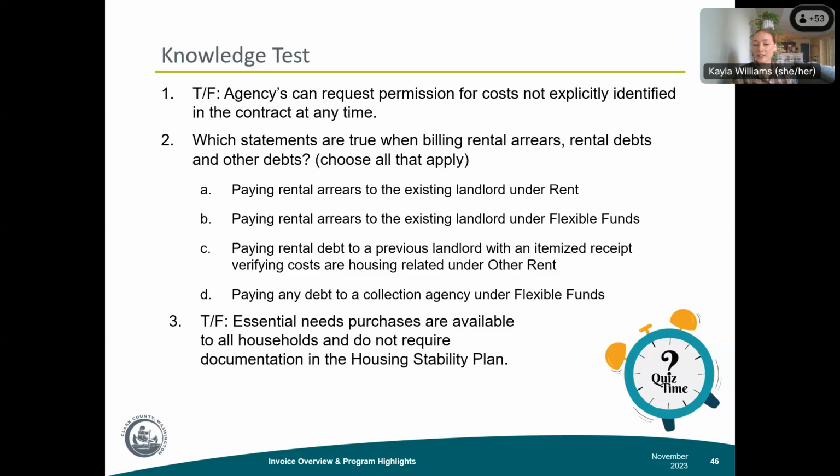Ignore the other rent. Other rent is actually no longer a category that Commerce separates out. So other rent and rent will be banded together. So if you've noticed, sorry guys, sidebar, that we're not emailing back and forth and switching those around anymore, it's because technically they're merged. We're just waiting for new contracts before we make the change, so we don't have to do 50 modifications. D, paying any debt to a collection agency under flex funds.